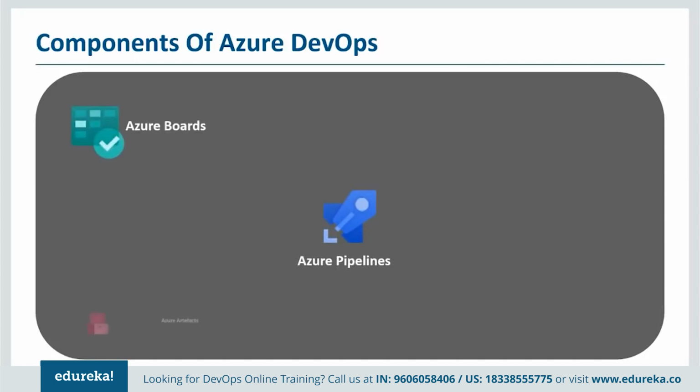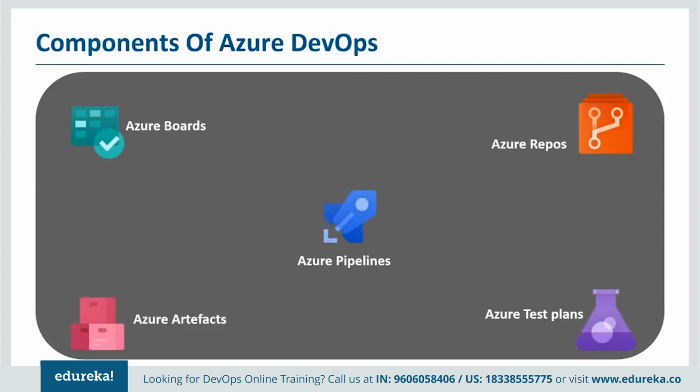So there are 5 different components which are available as part of Azure DevOps. First thing that we need to know is about Azure Boards. There are people who come from the Scrum background. They are coming from the project management background. They know how to create some features. They know how to create epics. They know how to create the stories. They know how to create tasks and all that stuff.